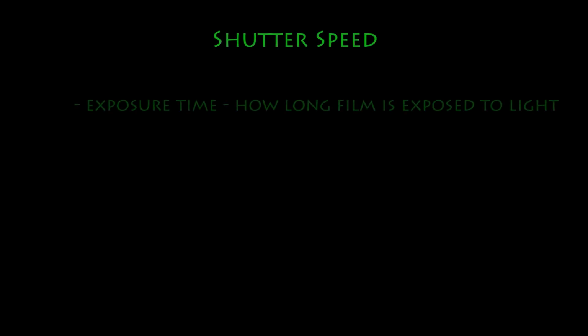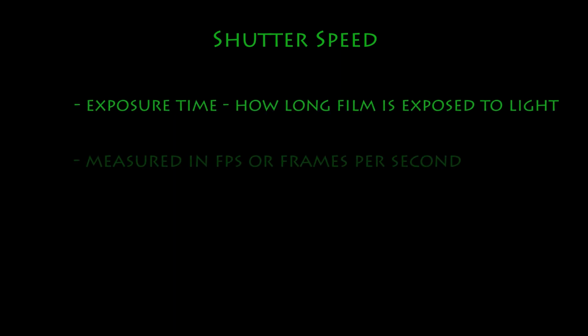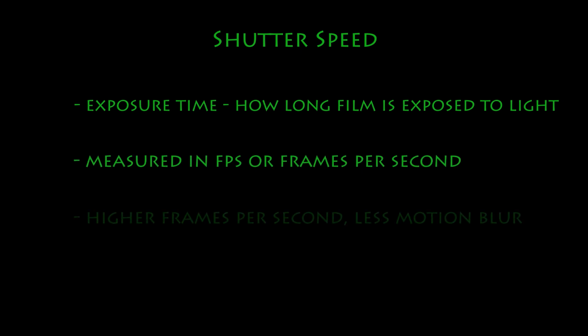The next piece of the exposure triangle is shutter speed. This setting determines how long your film is exposed to light. Shutter speed is also referred to as exposure time and is measured in FPS or frames per second. In film, shutter speed not only affects the brightness of your image, but also controls an effect known as motion blur.